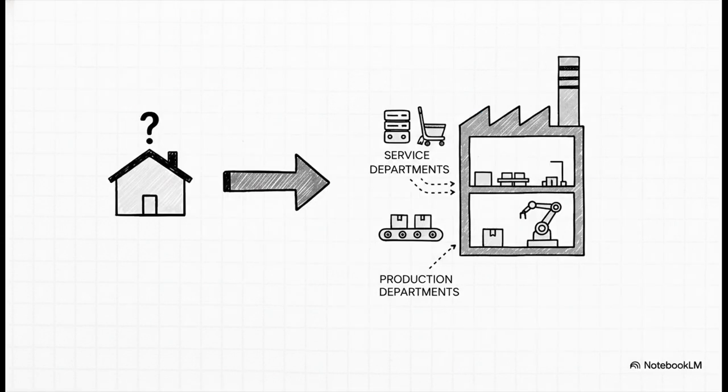Well, businesses face a massive version of this exact same problem. They have what are called service departments, think IT, HR, custodial services, that support the production departments, the ones actually making the products. Figuring out how to allocate those support costs is absolutely critical, and as we're about to see, there are a few different ways to go about it.